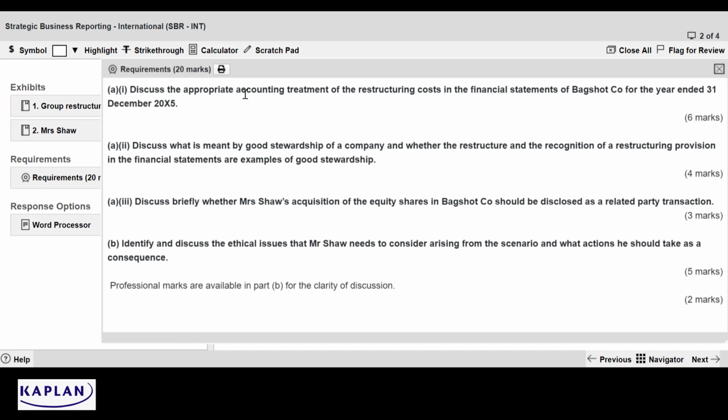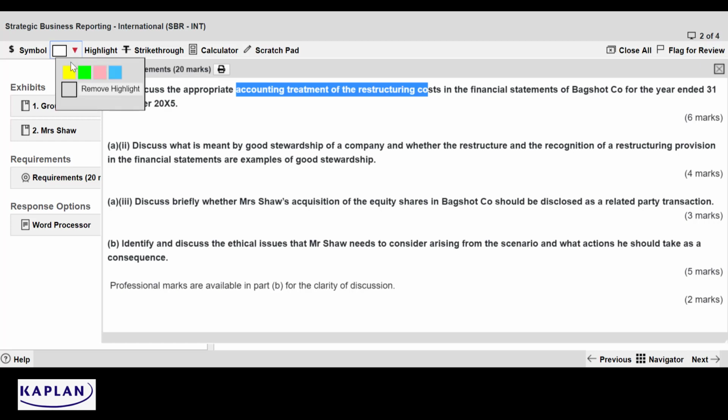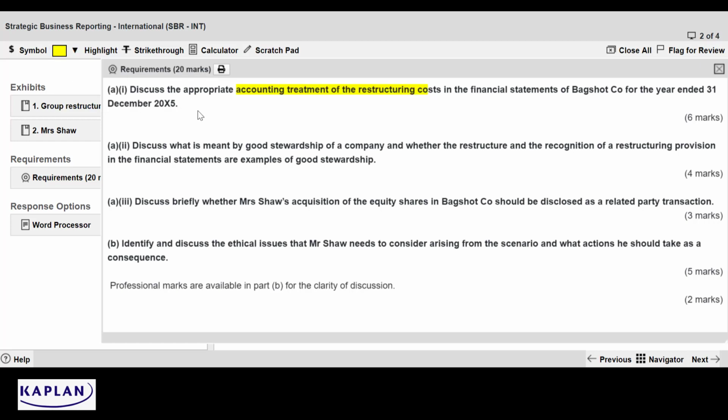Discuss the appropriate accounting treatment of restructuring costs. And that for me highlights IAS 37, 6 marks. Are we applying this standard correctly? Part 2 wants us to talk about good stewardship, all right? Talk about accountability when we have other people's resources. And that's for 4 marks.